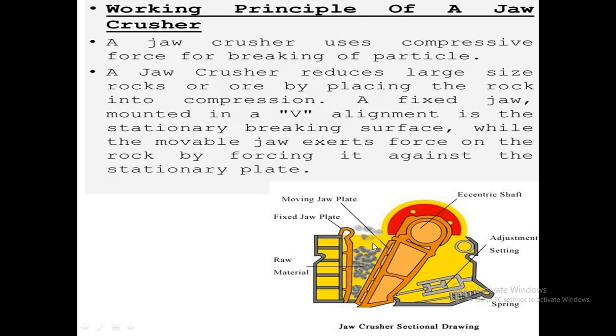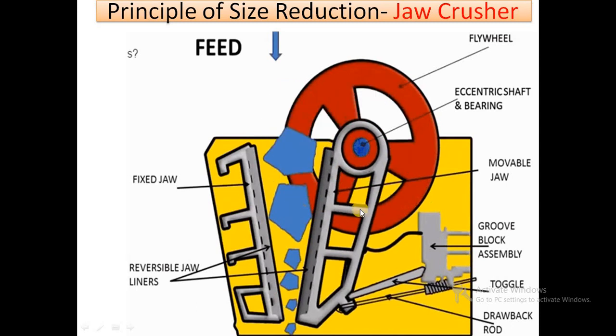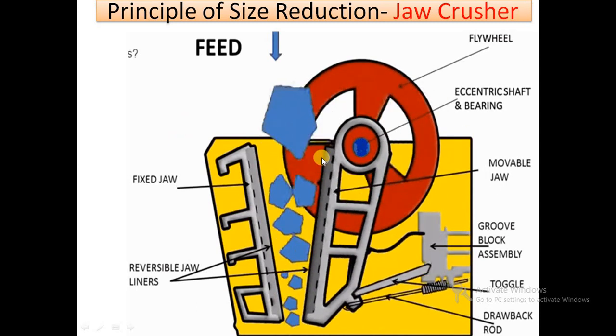The movable jaw has its maximum movement at the top of the movable jaw. That is, the maximum pressure is applied here and less pressure is applied here. So this is the working principle of the jaw crusher. In the next slide we will see the actual working of the jaw crusher. So this is the actual working of the jaw crusher.